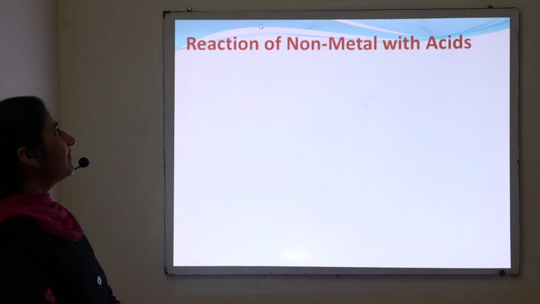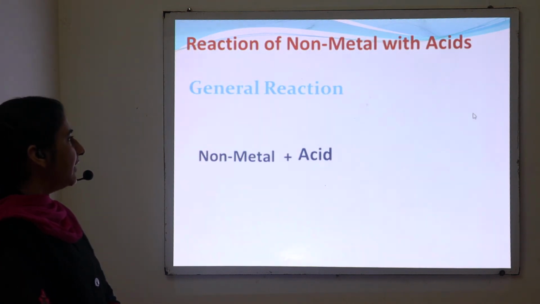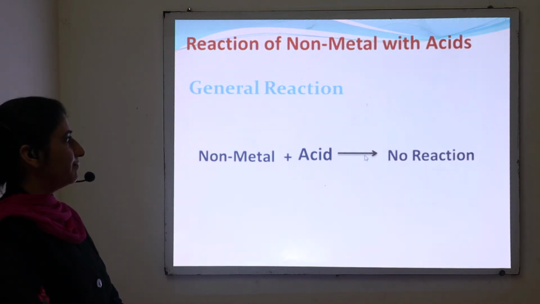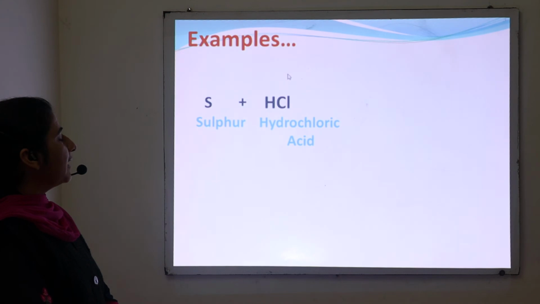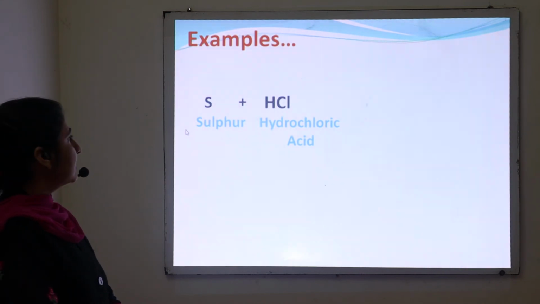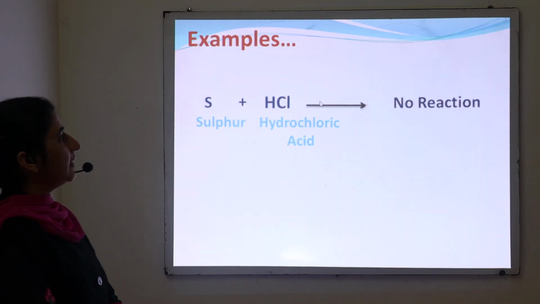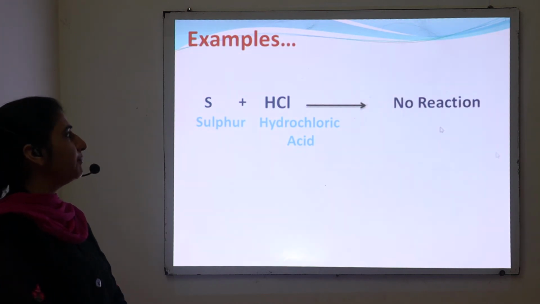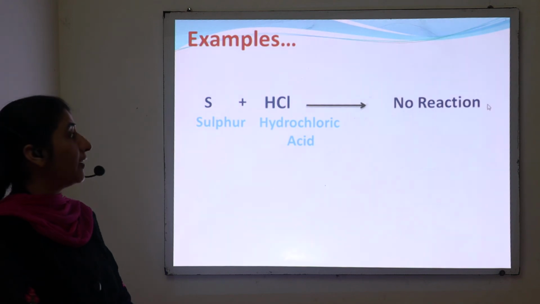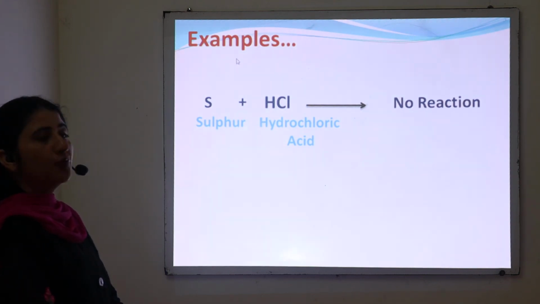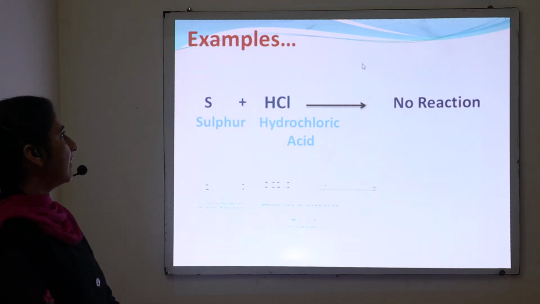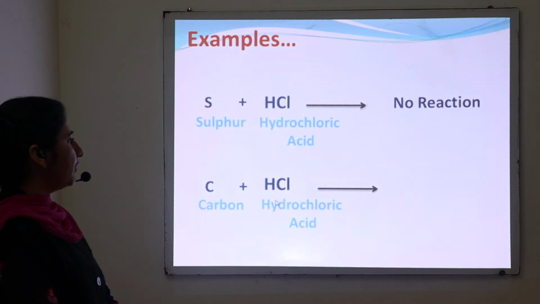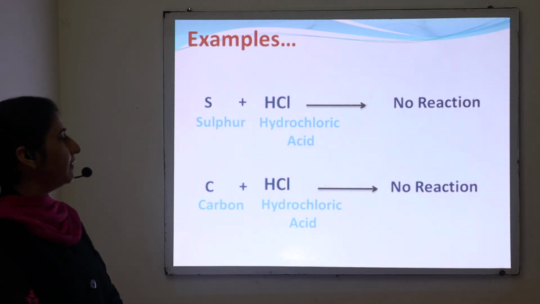The next one is the reaction of non-metals with acids. Generally, non-metals do not react with acids. Here I am taking the example of the non-metal sulfur. When it reacts with HCl, there is no reaction, there is no formation of any product. Next one is carbon with HCl, no reaction.